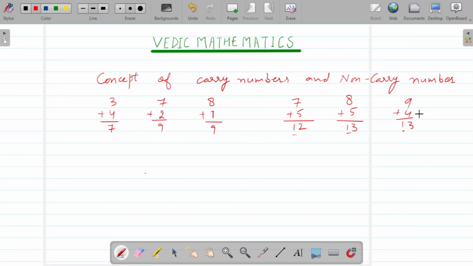Carry number, these are the carry numbers. The sum of the two digits adds up to 10 or more than 10. If the sum is 10 or more than 10, they are carry numbers.